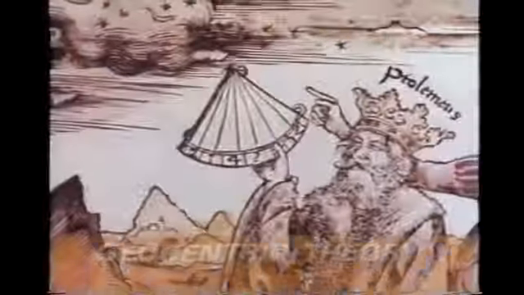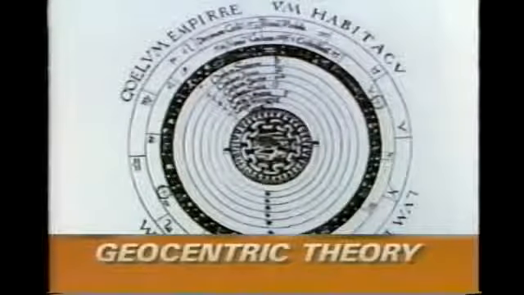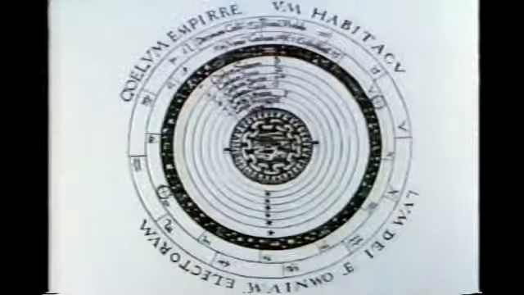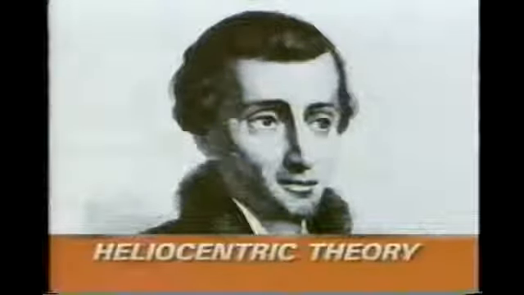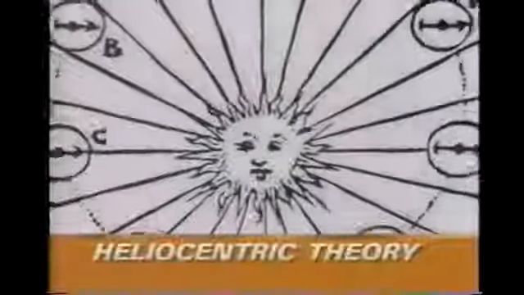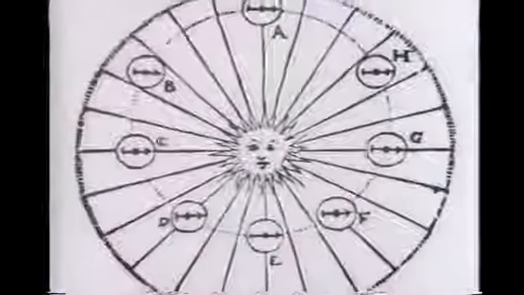Later, about 150 AD, Ptolemy presented the geocentric theory, the belief that the earth is stationary at the center of the universe, with the sun, moon, stars, and planets revolving around it in complex orbits. In the 1500s, Nicholas Copernicus of Poland presented the heliocentric theory, the belief that the earth revolves around the sun as it rotates on its axis.